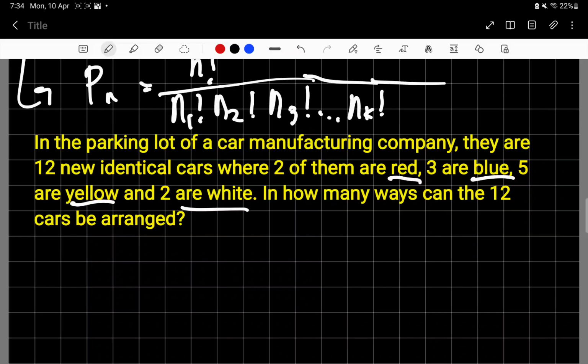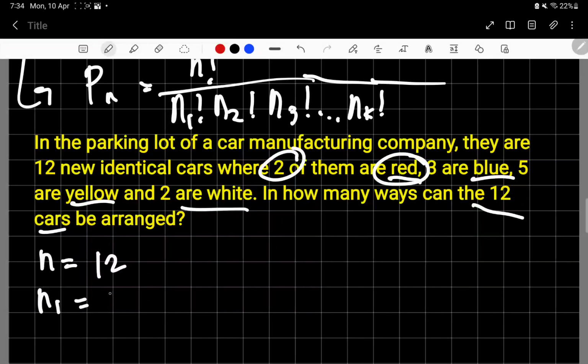So, identify na natin yung mga given natin. So, on this problem, what do you think is our n, the value of n? So, ano ba yung kabuuang bilang ng objects na meron tayo dito? We have total of 12 cars. So, ibig sabihin, our n is equal to 12. And ano yung mga similar na objects na na-mention? So, we have two cars which is colored red. So, that will be n sub 1 which is yung red car, which is equal to 2.